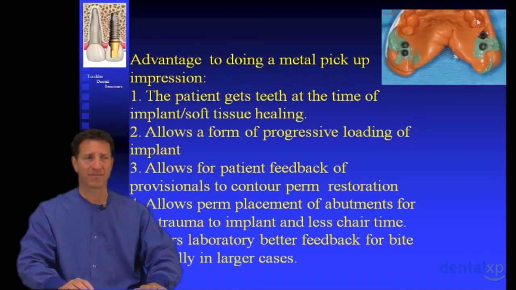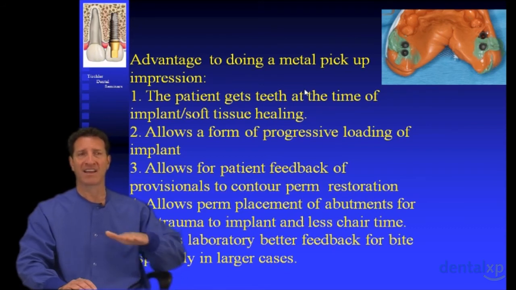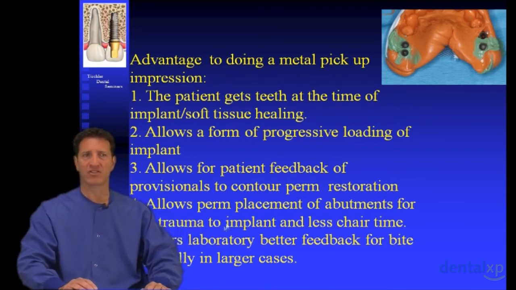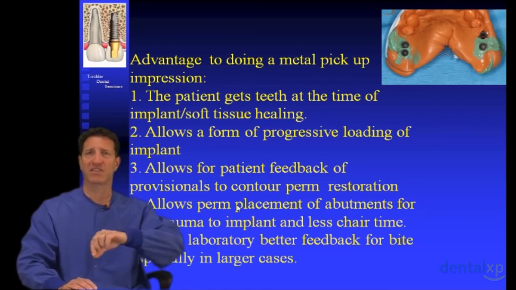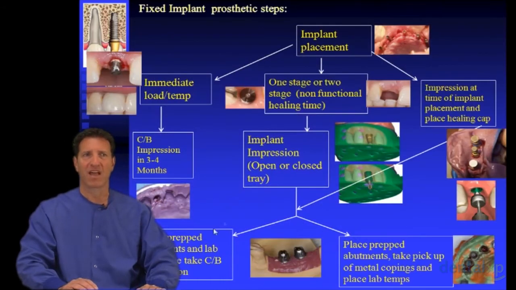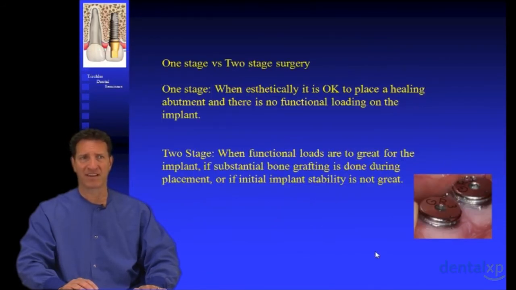The advantage to me picking up these metal copings is that the patient now gets provisionals at the time of soft tissue healing. When that's done, I can get feedback from the provisionals, and I can also allow the abutments to be placed permanently at that time. So I'm placing the abutments, and this is especially advantageous in a larger full arch case. There are different steps involved, and you have different choices when you place implants. We could do this as a 1 or 2 stage procedure. We could take an impression at the time of placement, or place it and immediately load the implant. We could do these different options, but at this point, to be able to place the abutments, pick up the metal and deliver a provisional offers definitive advantages.